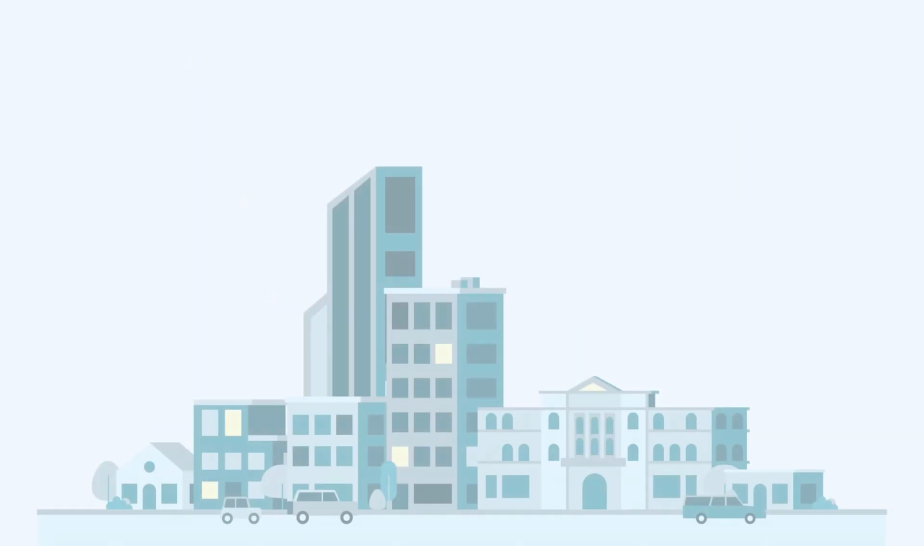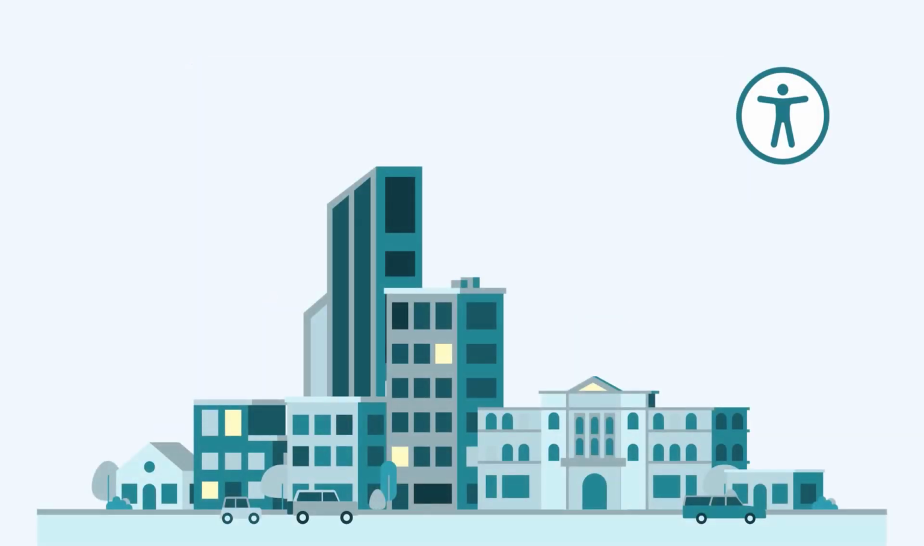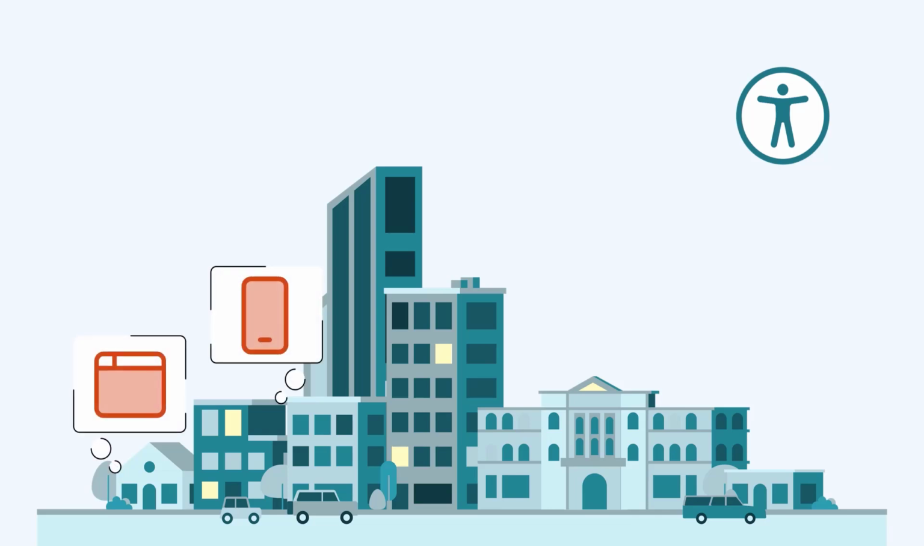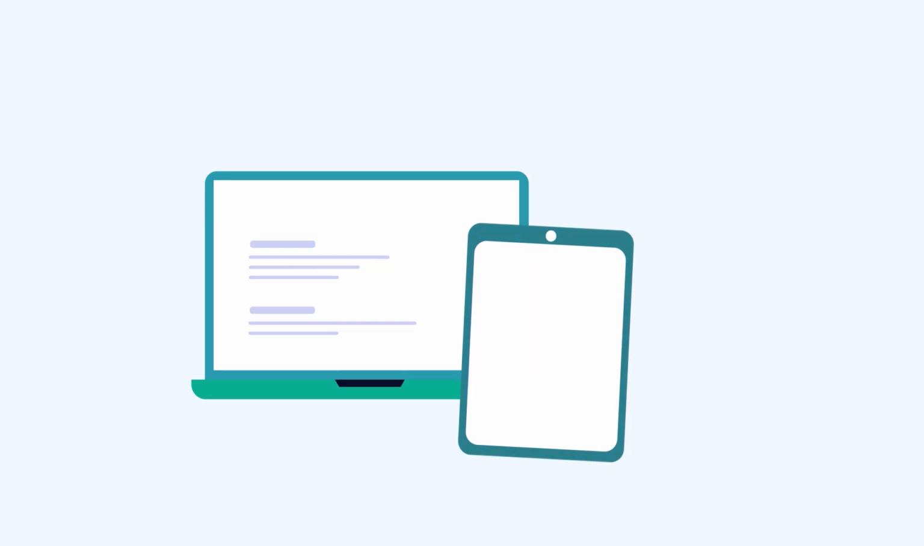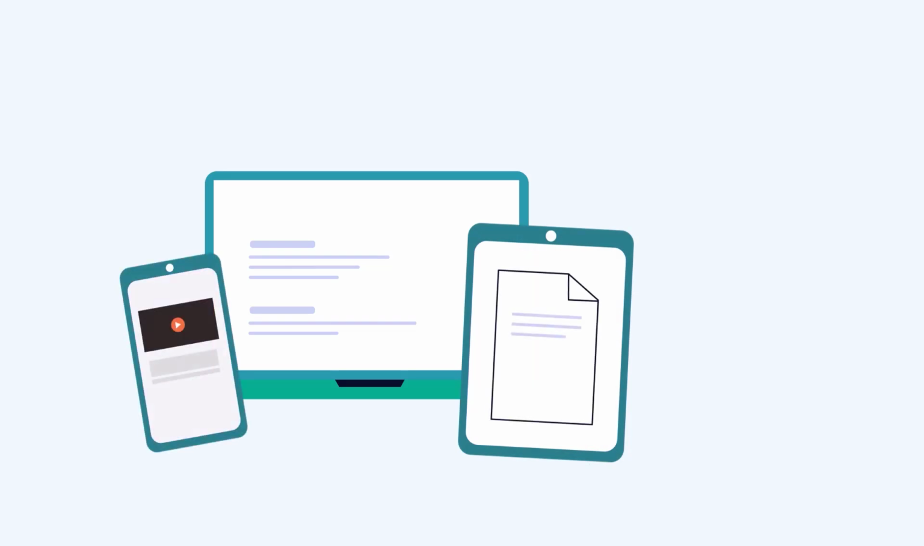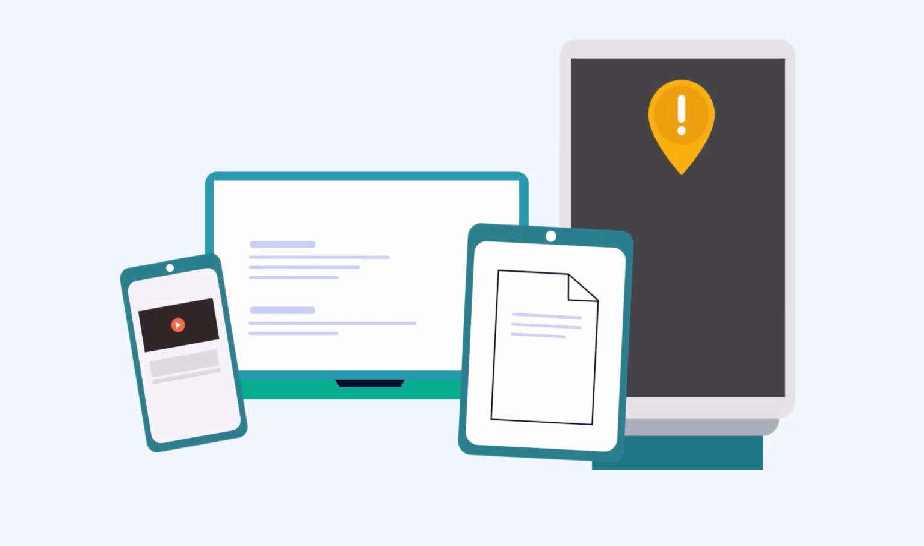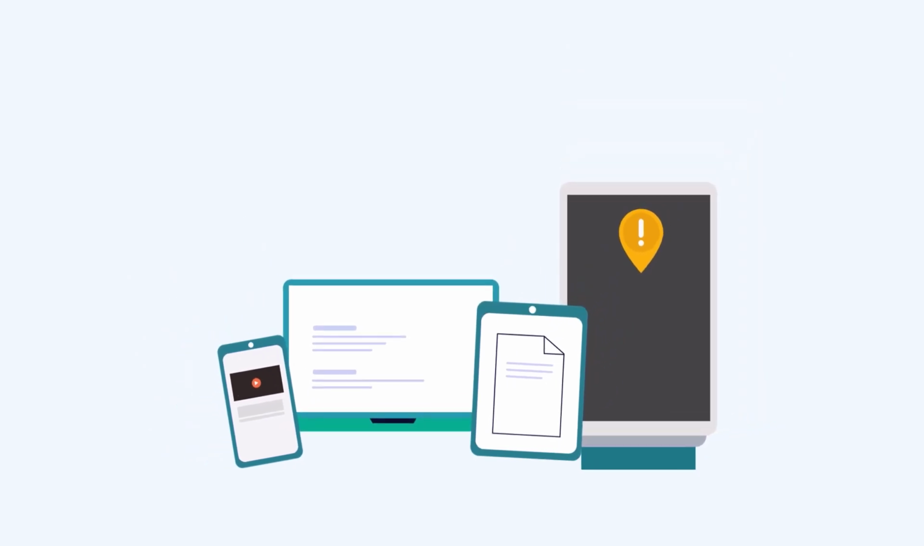In short, we must ensure that people with disability have access to online and offline technologies, digital content and systems, and digital interfaces and devices. That means anything from a website, a tablet, an app, a document, or even a digital service kiosk. So how do we ensure the accessibility of our digital products?